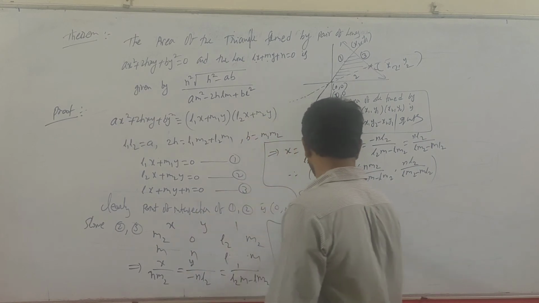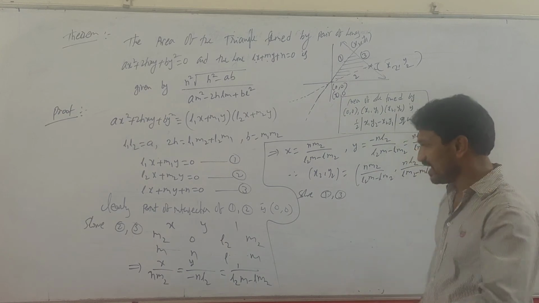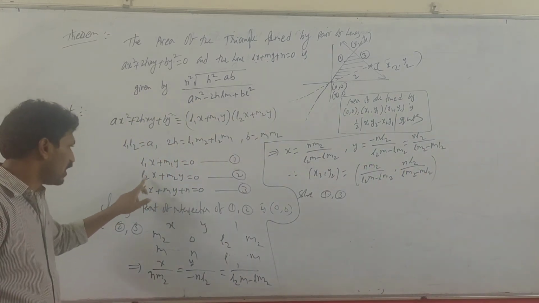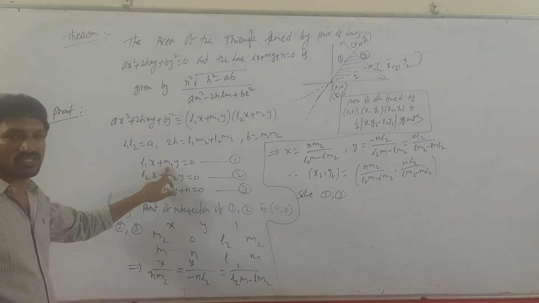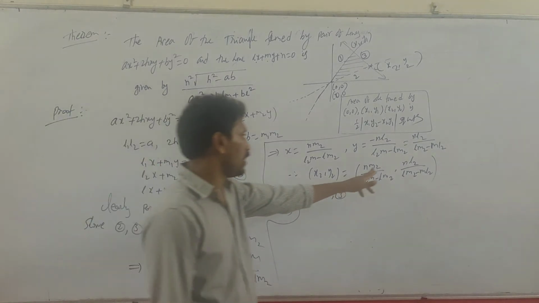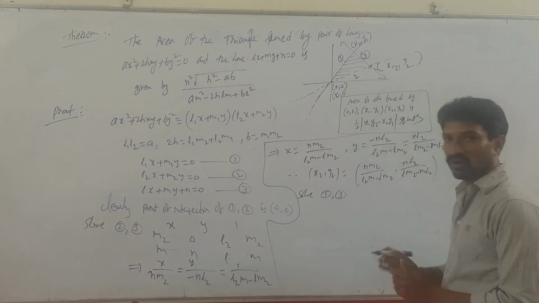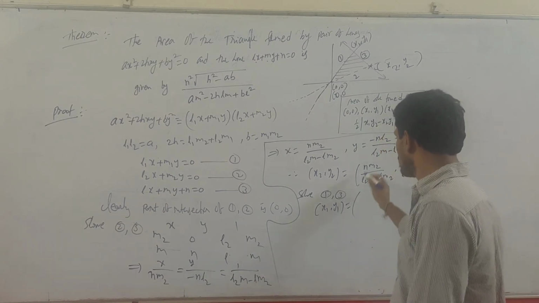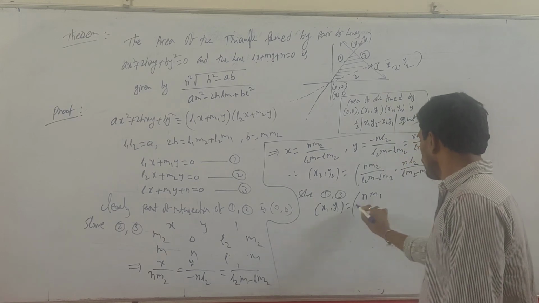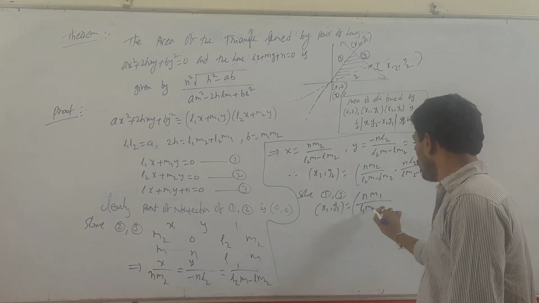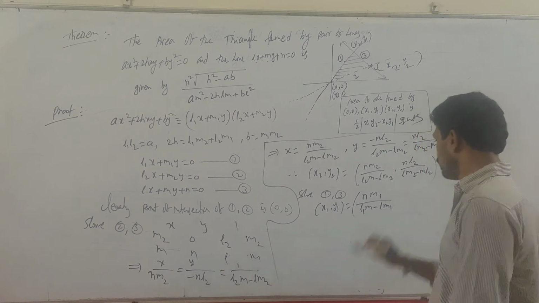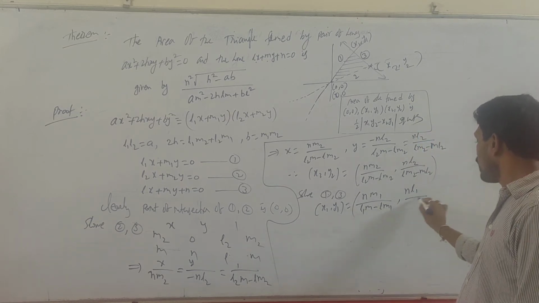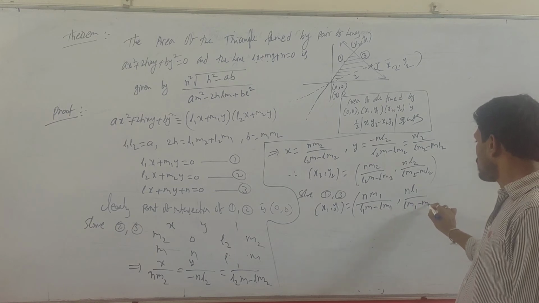Similarly, solve 1 comma 3. Same here. What is the difference? In the place of L2, L1 is there, and in the place of M2, M1 is there. So replace M2 by M1 and L2 by L1. You get the same answer. That is, take x1 comma y1: it is N M1 by (L1 M minus L M1), and this one is N L1 by (L M1 minus M L1).